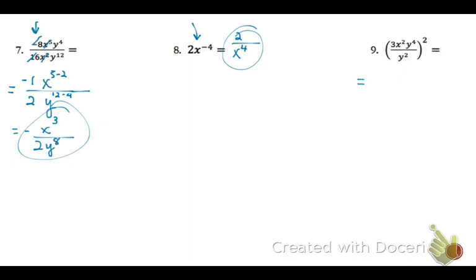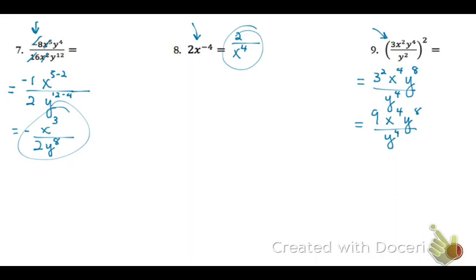Alright, now in number 9, we're raising everything in this fraction here to the 2nd power. So that means my 3 gets raised to the 2nd power, my x squared to the 2nd, so I'm going to multiply those exponents, and then my y, I'll multiply the exponent. 4 times 2 is 8, and even the y squared in the denominator, that also gets raised to the 2nd power. So I'll have 9x to the 4th, y to the 8th, over y to the 4th.